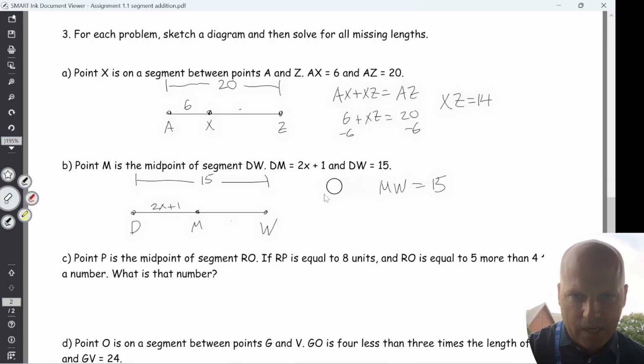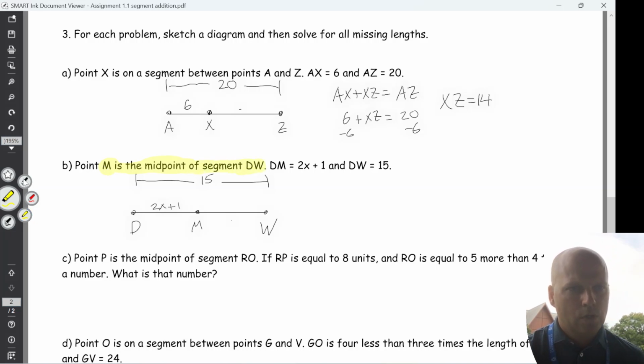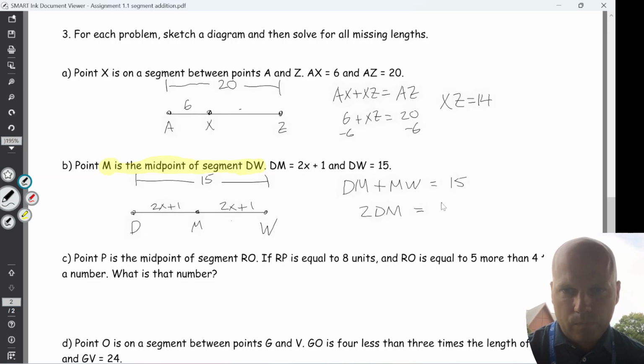So we have to read carefully and understand that knowing that M is the midpoint of the segment DW, you should know that DM and MW are the same. So MW has to be also 2x plus 1. And now we have the situation of DM plus MW, or 2 DMs, has to equal DW, or 4x plus 2 equals 15.